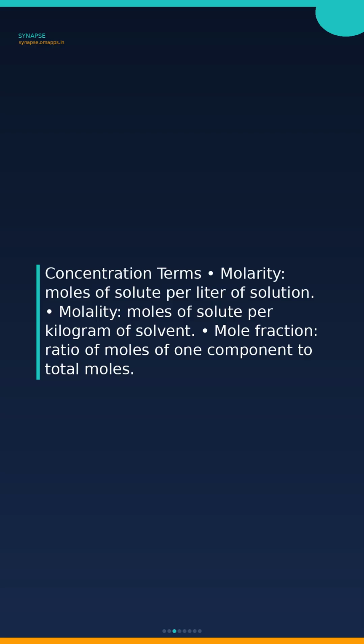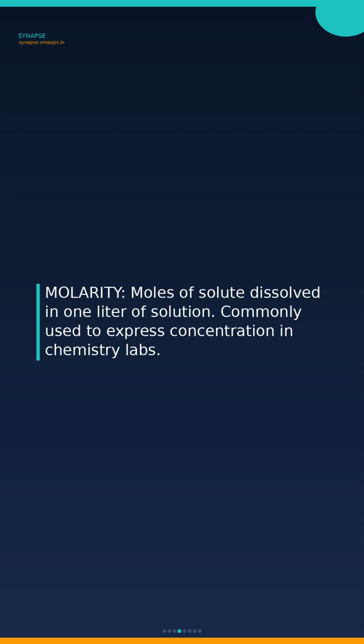Here's a vital formula for you: ΔT_B = i × K_B × m. This tells us about the elevation of boiling point. ΔT_B is the change in boiling point, i is the Van 't Hoff factor, K_B is the ebullioscopic constant, and m is the molality. Make sure you know what each variable means.